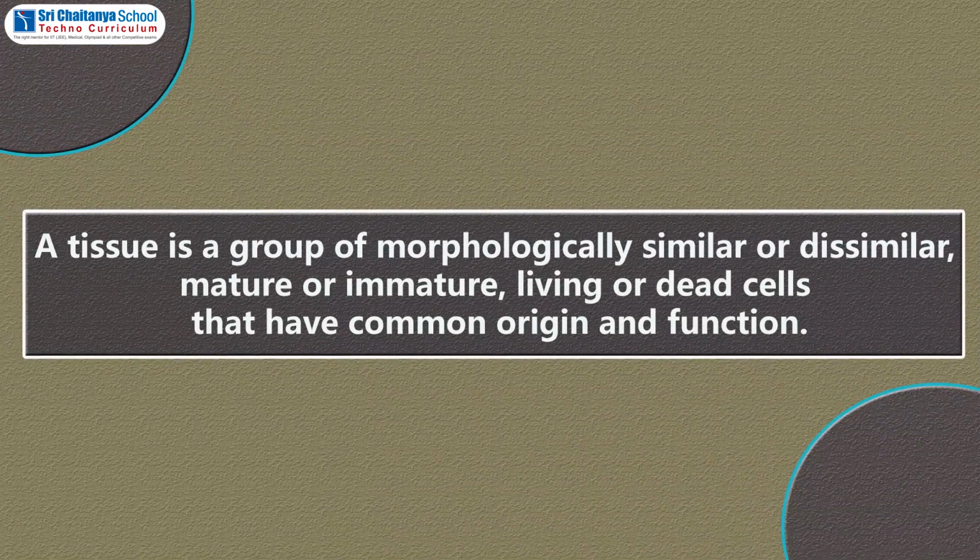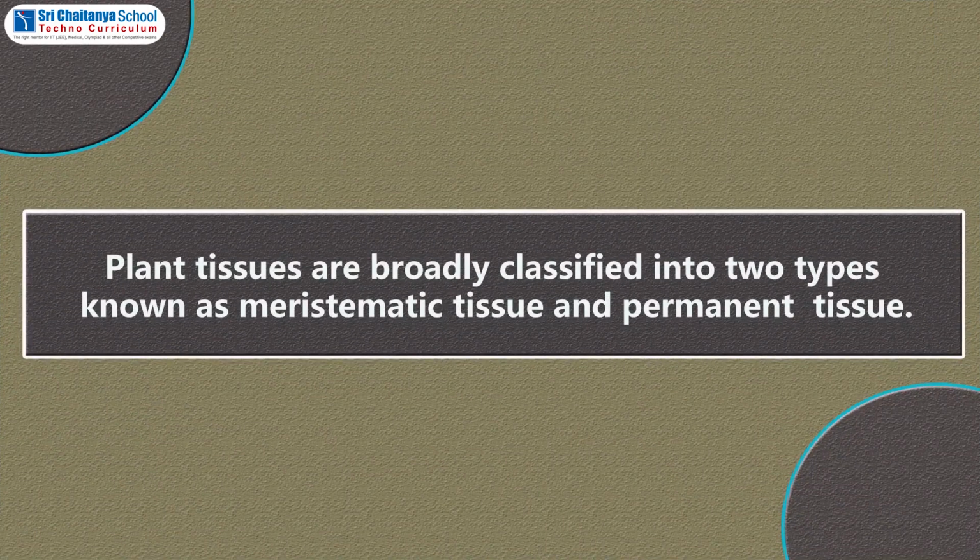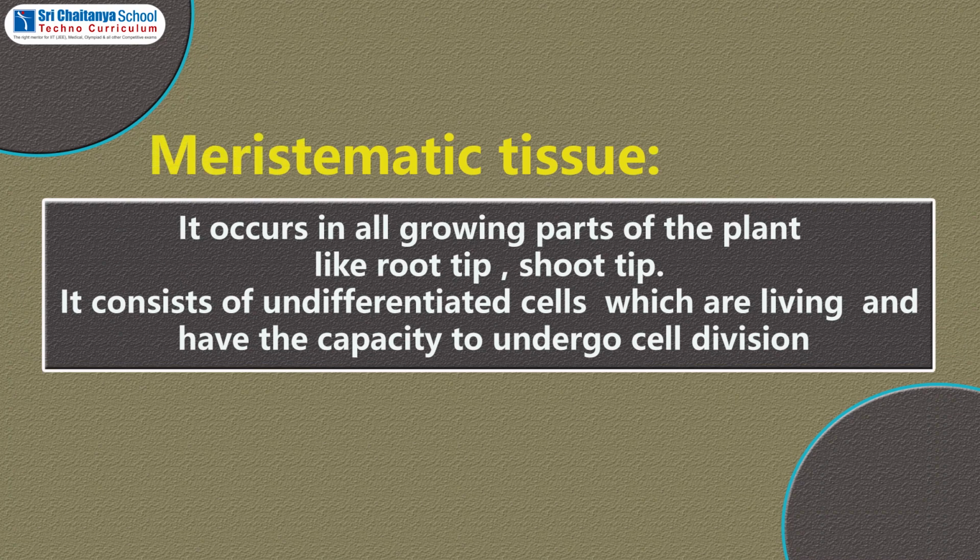A tissue is a group of morphologically similar or dissimilar, mature or immature, living or dead cells that have common origin and function. Plant tissues are broadly classified into two types known as meristematic tissue and permanent tissue. Meristematic tissue occurs in all growing parts of the plants like root tips and shoot tips. It consists of undifferentiated cells which are living and have the capacity to undergo cell division.